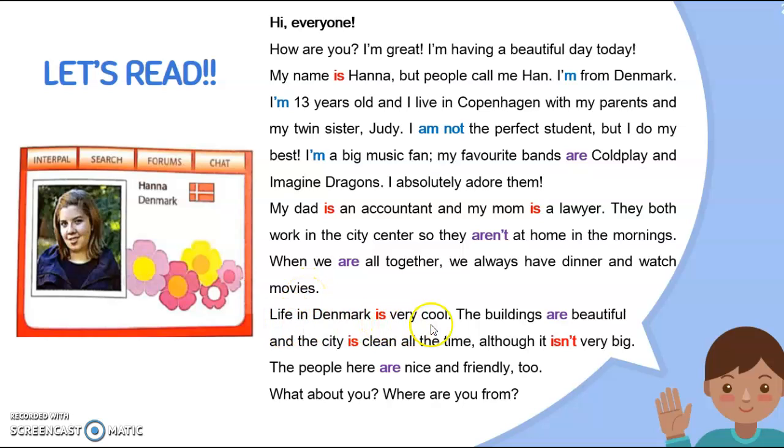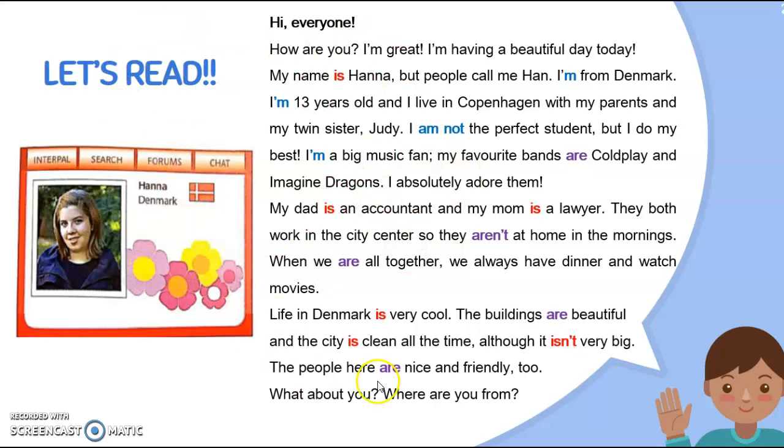Life in Denmark is very cool. The buildings are beautiful and the city is clean all the time, although it isn't very big. The people here are nice and friendly too. What about you? Where are you from?"